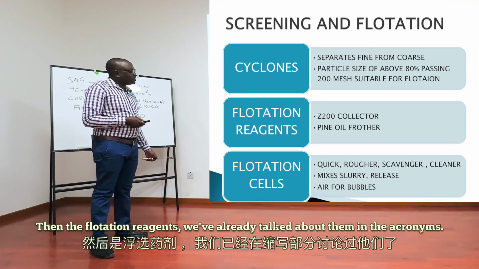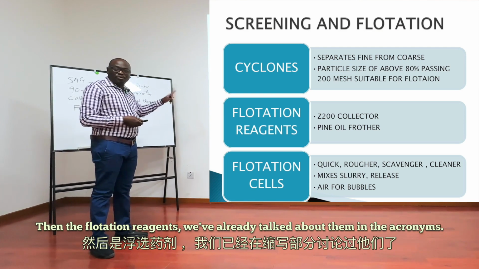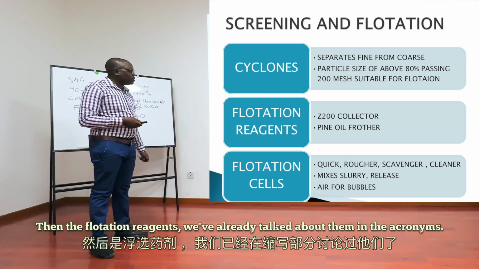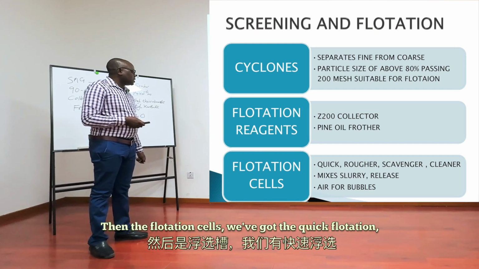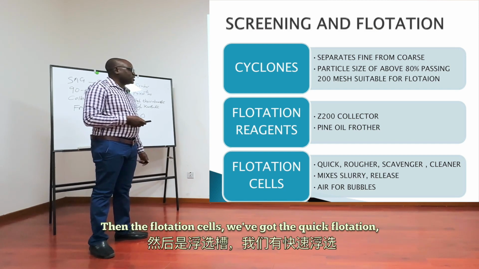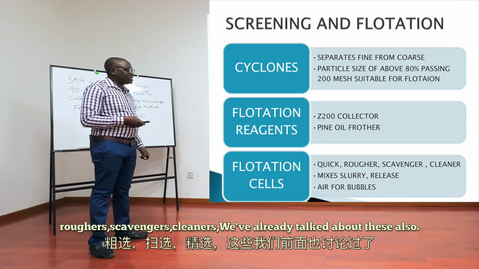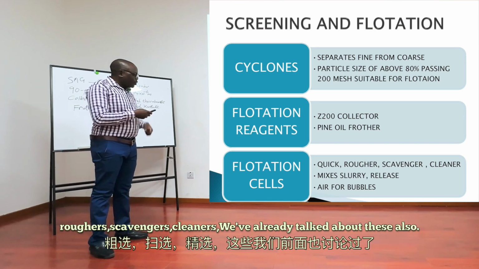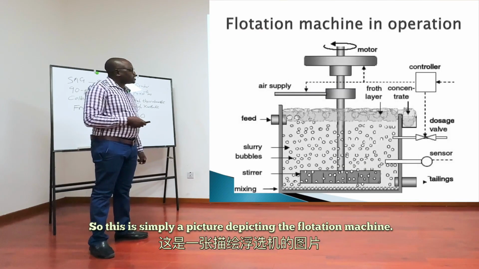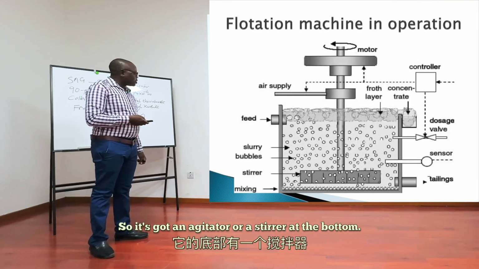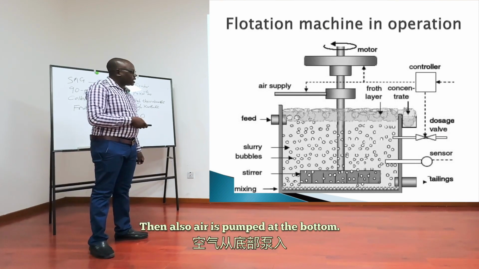Then the flotation reagents, we've already talked about them in the acronyms. So we've got the collectors and the frothers. Then in flotation cells, we've got the quick flotation, the roughers, scavengers, cleaners. We've already talked about these also. So this is simply a picture depicting a flotation machine. It's got an agitator or a stirrer at the bottom. Then also air is pumped at the bottom.